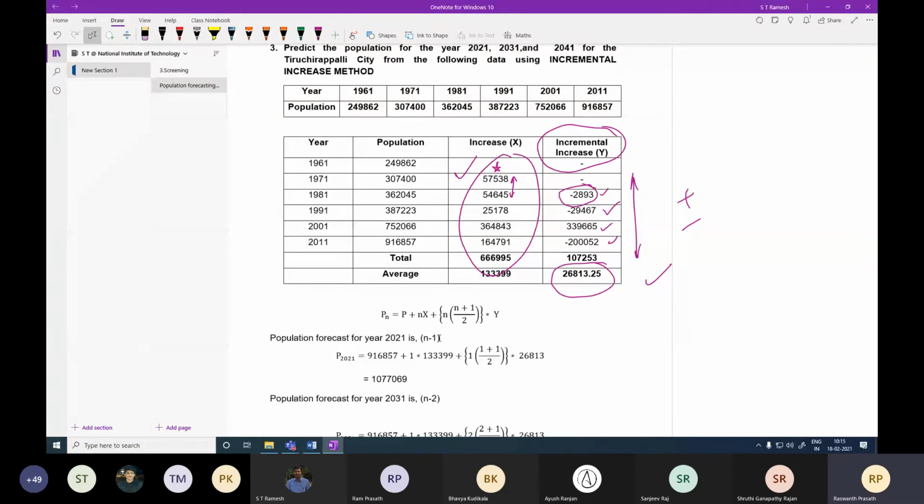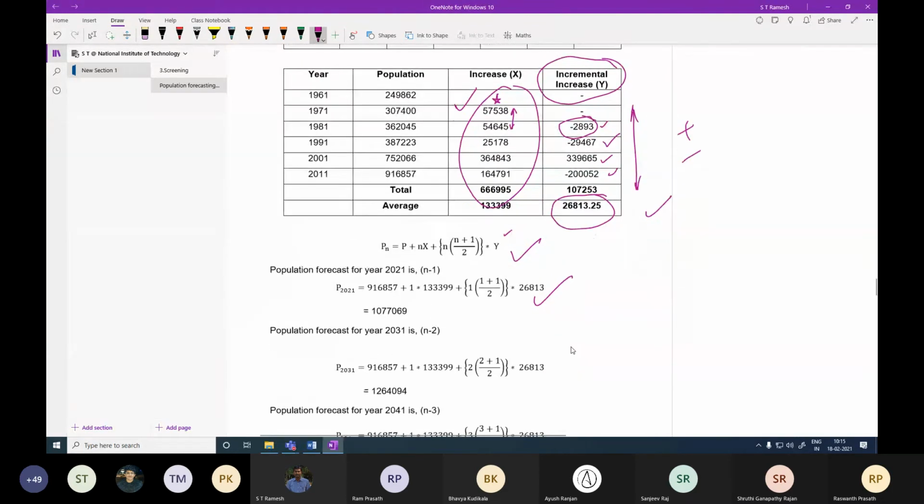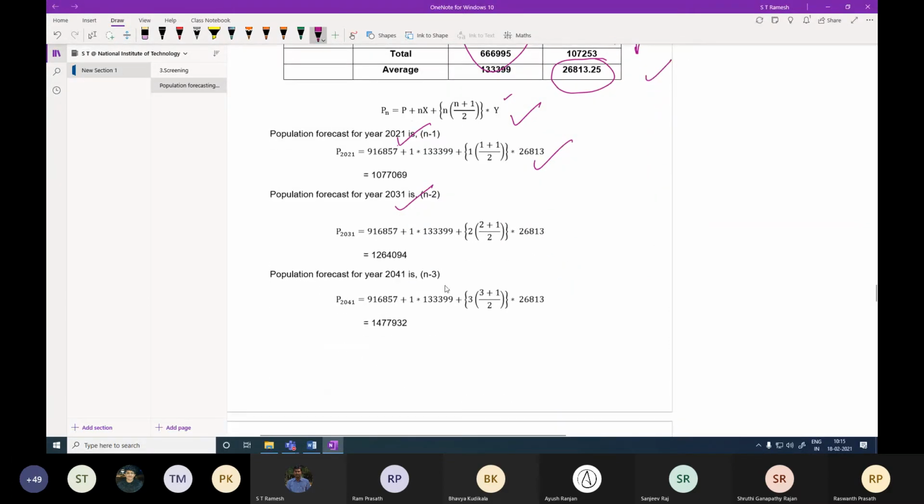Okay, this is the average value. So you just take an average of these, and you can use this formula. This we have already discussed, and you can refer to that formula for how to calculate. And thereby you can find out what will be the population in 2021, 2031 and 2041. Is it okay? These are direct formula substitutions.